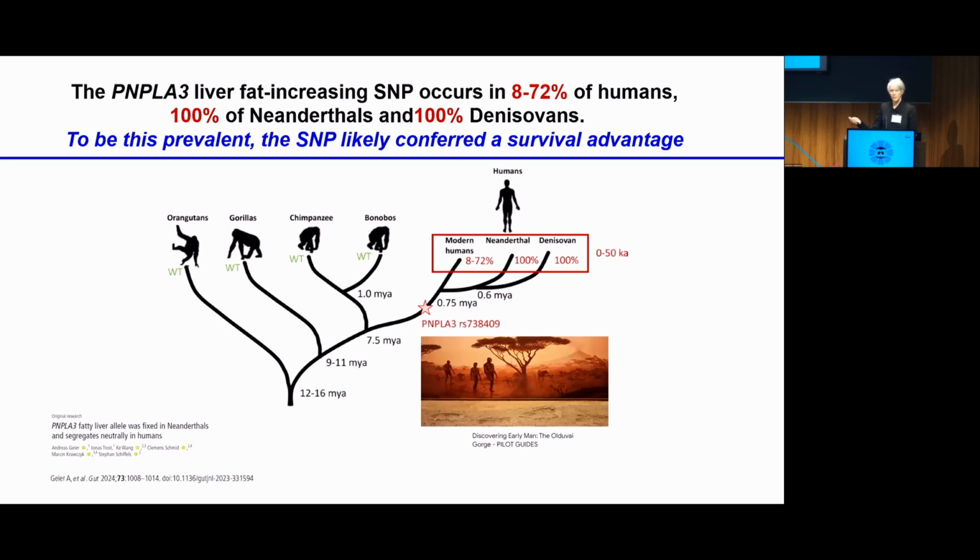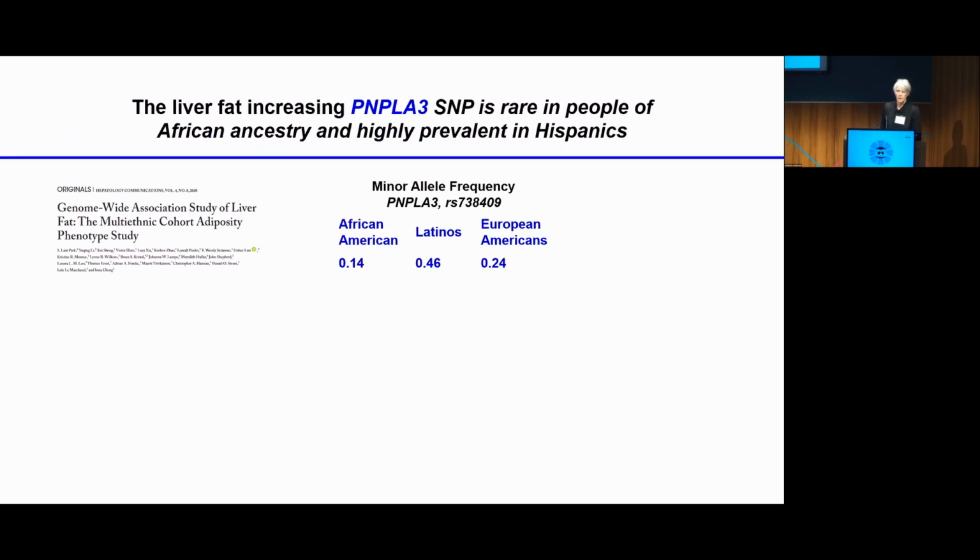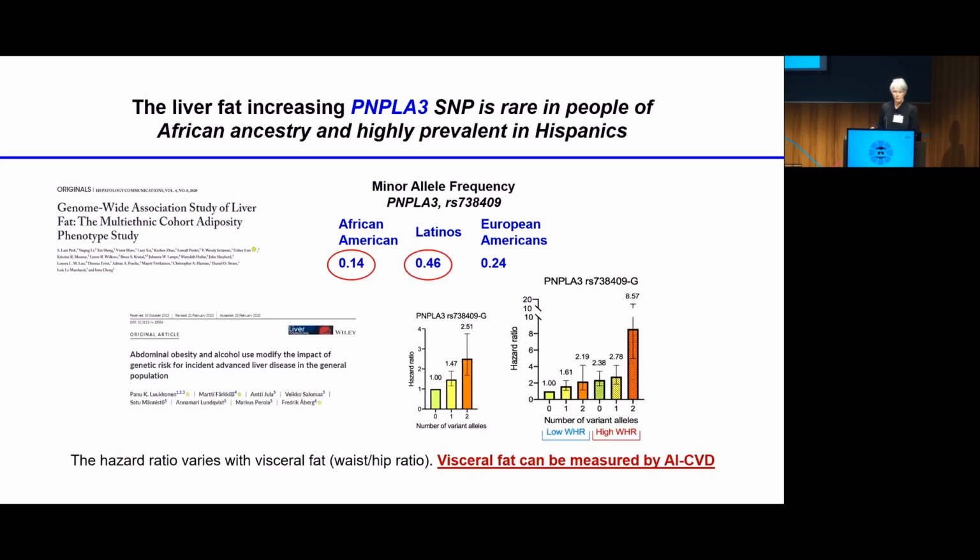And as people migrated out of Africa, this polymorphism arose and is now present in 8 to 72% of the human population. The prevalence varies by race and ancestry. It's much higher in Latinos and very low in African Americans. And this is a polymorphism that does confer a significant increased risk for liver-related events, 2.5-fold. So this is a very major risk factor. I want to emphasize that.